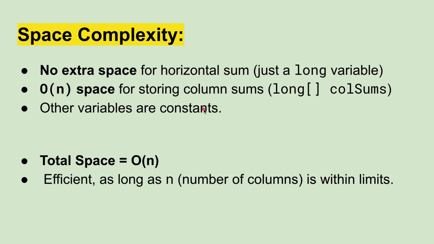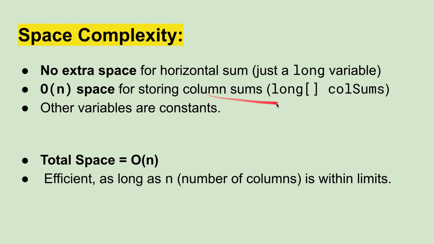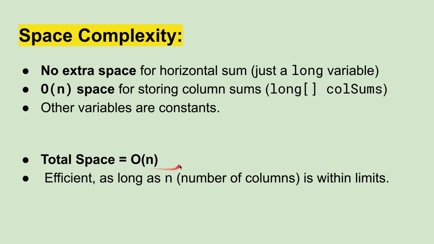If we talk about the space complexity, no extra space is used. We are just using variables, and we are storing the column sums. So we take O of n space to store the column sums, and other variables are constant. So the total space is O of n, and it is also efficient.